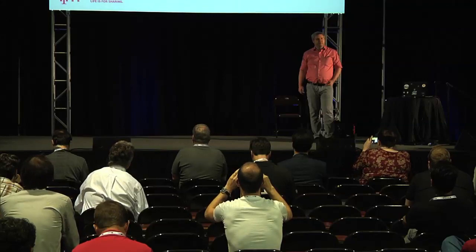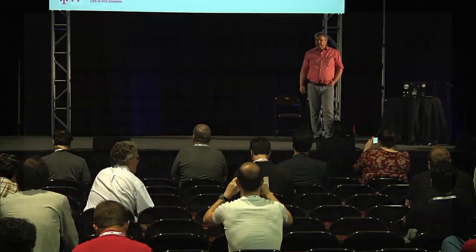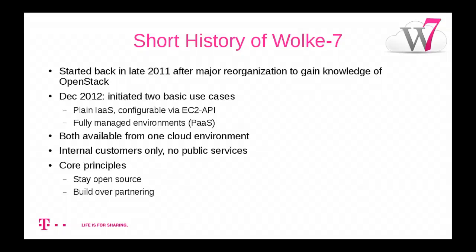In the end of 2011, there was an organizational change in Deutsche Telekom, and we were formed as a team called Infrastructure Design. We started to look at automation technologies, Puppet, Chef, and also infrastructure tools like OpenStack. About a year later, we had found two basic use cases. The first one is plain infrastructure as a service. We wanted to provide virtual machines to internal customers for their testing purposes, to be able to get things up and running at a very fast pace.